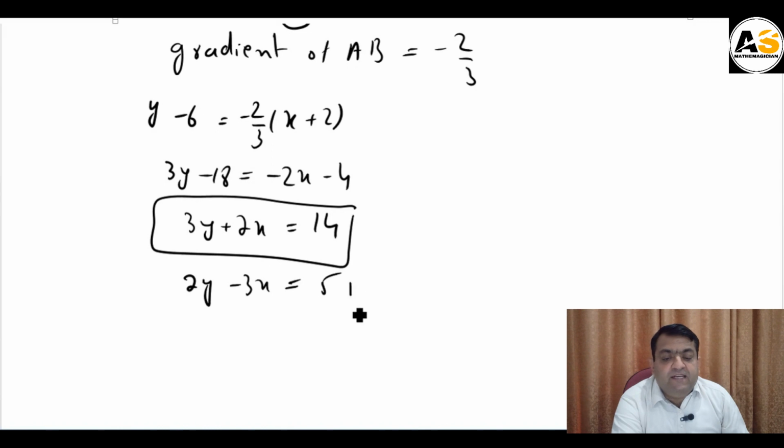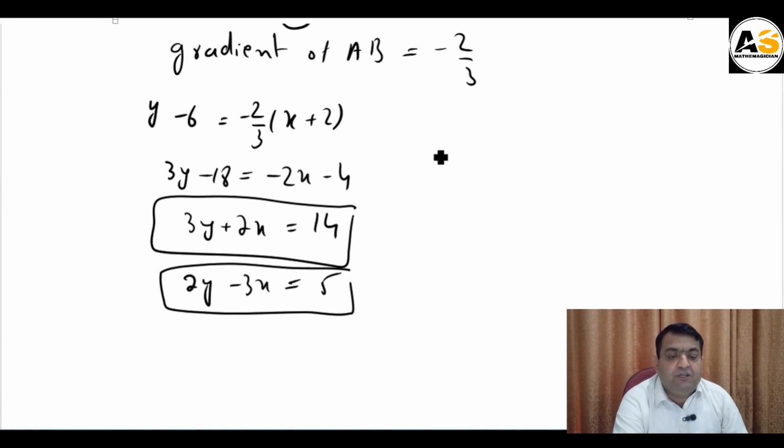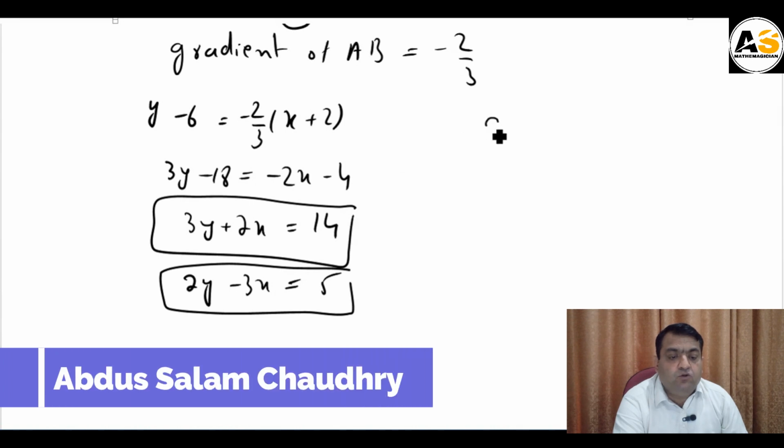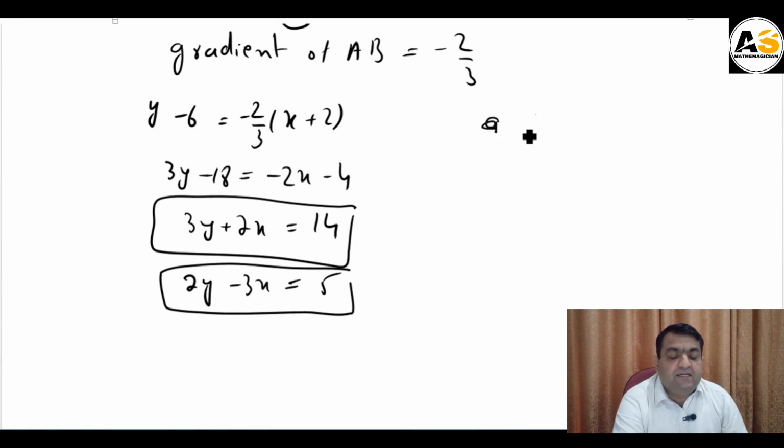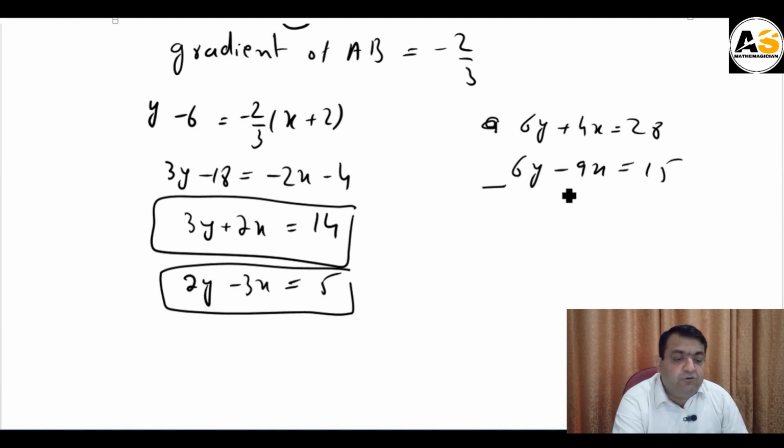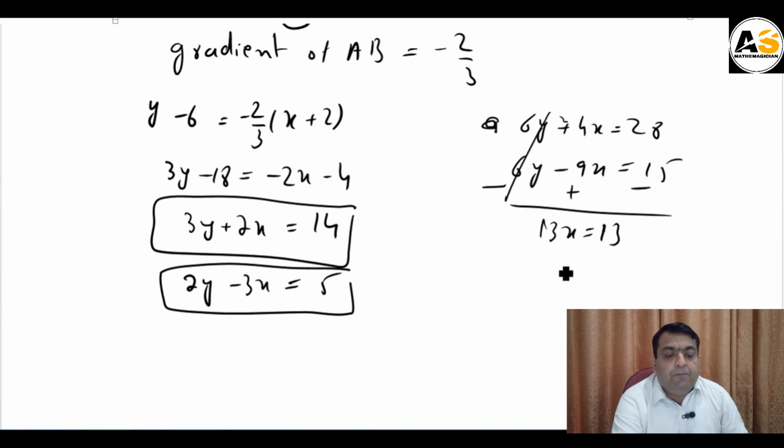We will solve these two equations simultaneously. I will multiply this equation by 2: 6y plus 4x is equal to 28. This equation by 3: 6y minus 9x is equal to 15. I will subtract the second equation from the first to get rid of y. 13x is equal to 13. X is 1. By putting x is equal to 1 over here, we will get y is equal to 4.